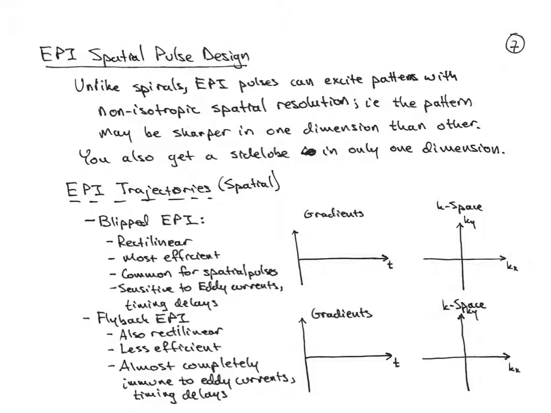So first, let's take a look at the different options that we have for echoplanar trajectories. That is, spatial echoplanar trajectories, as compared to echoplanar spectral spatial trajectories, which we'll talk about in a later lecture. So the first is the blipped EPI trajectory, which is rectilinear as a function of k-space. Right? It covers a Cartesian grid in k-space. It's the most efficient because it goes both left, right, and right, left in k-space, alternating for every other line. It's commonly used for spatial pulses, but because it is blipping, changing directions every other line of k-space, it can be sensitive to eddy currents and timing delays.